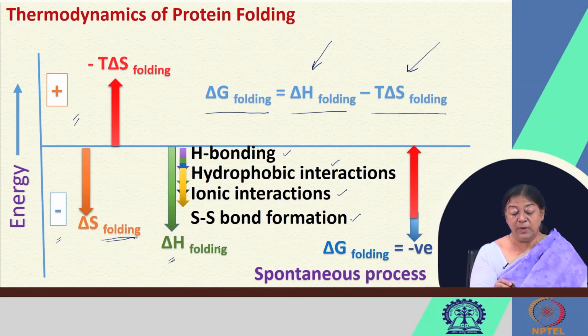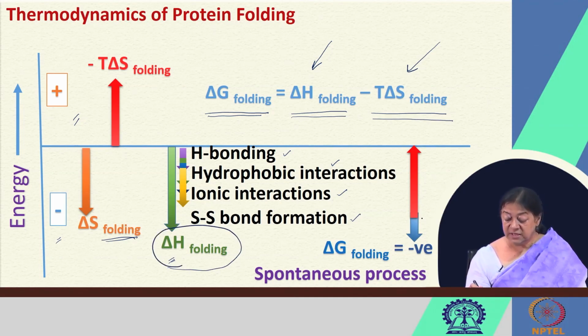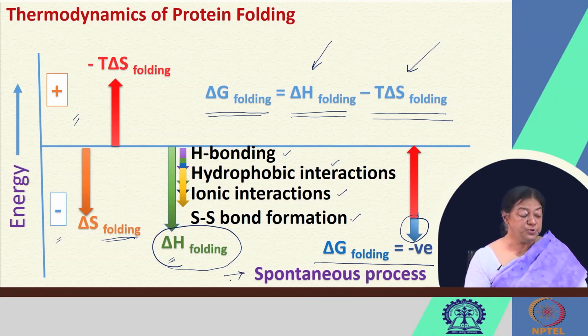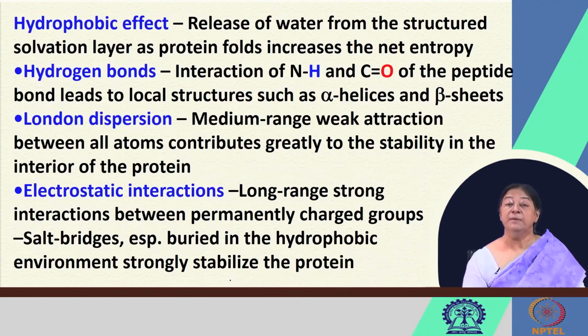And in effect, when we look at the delta G folding and we look at the delta H of the folding minus the T delta S of the folding, we see that the enthalpic contributions give us this small negative factor for the delta G folding that makes the delta G folding process negative, which means that this is a spontaneous process. So, the contributions that we see are extremely important.